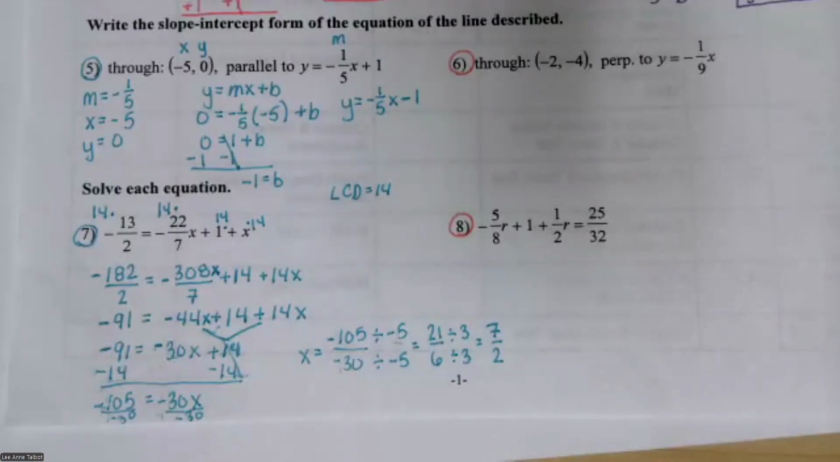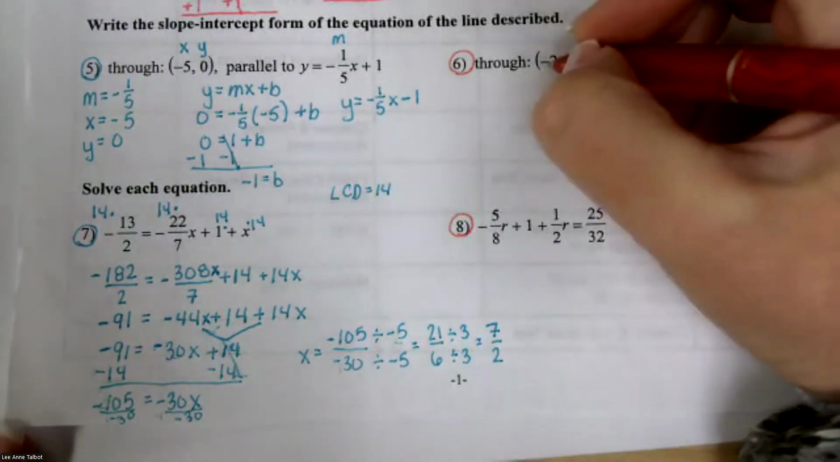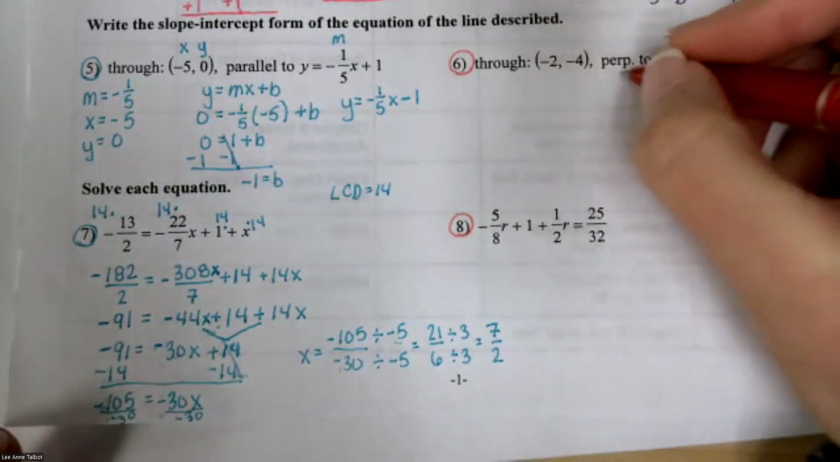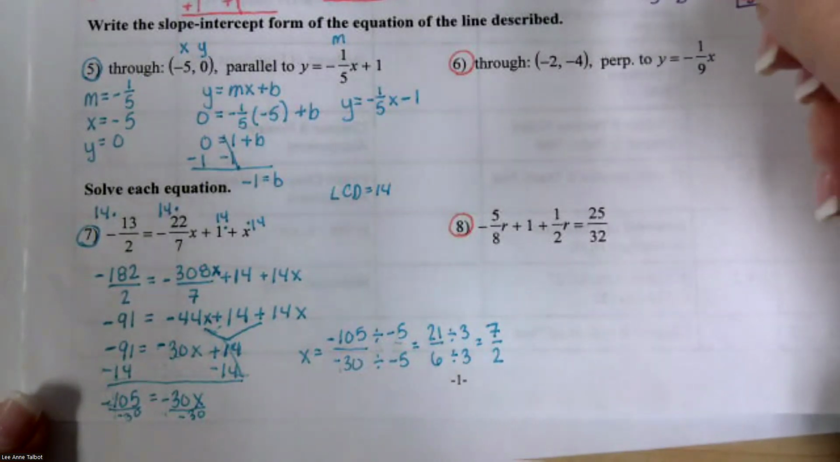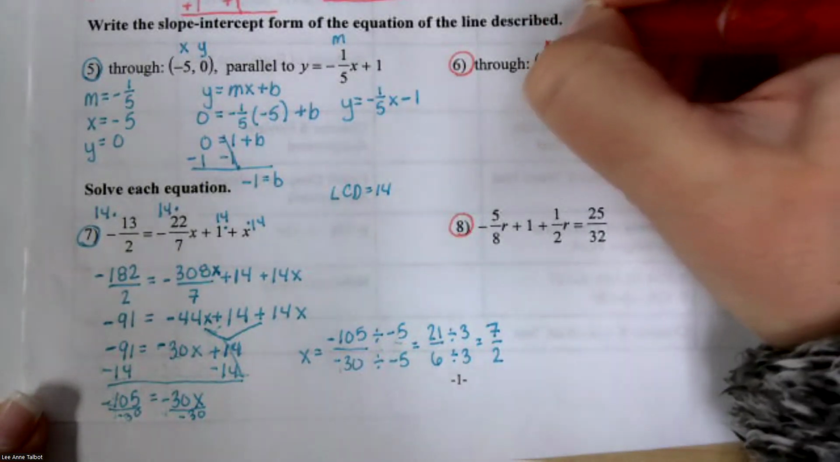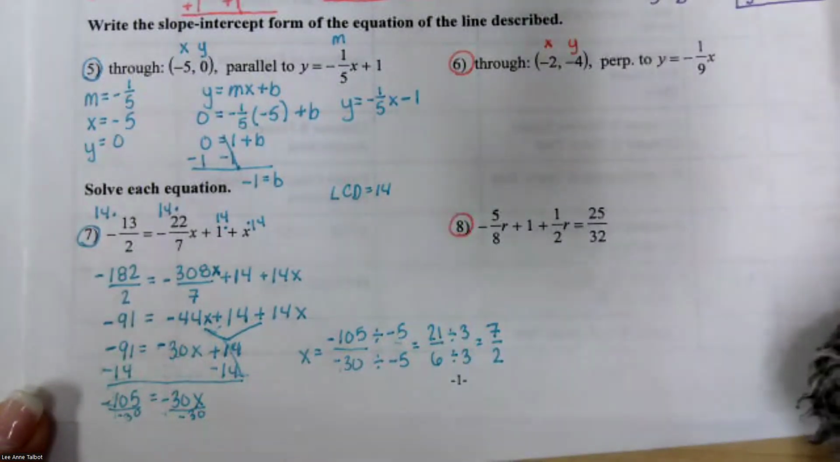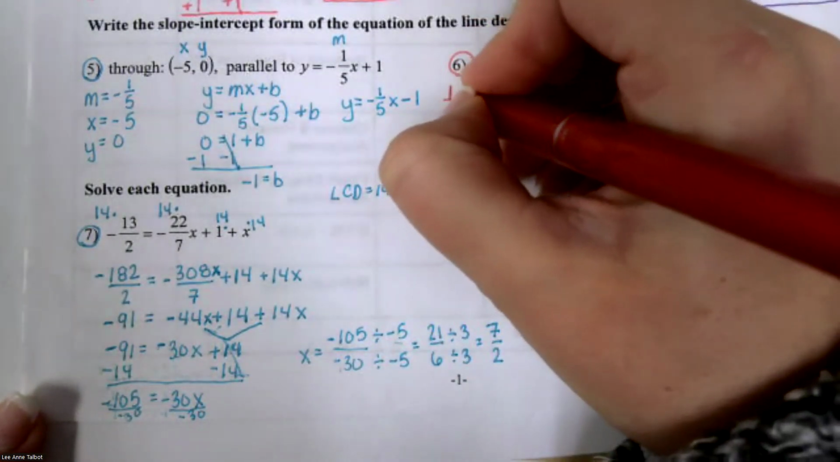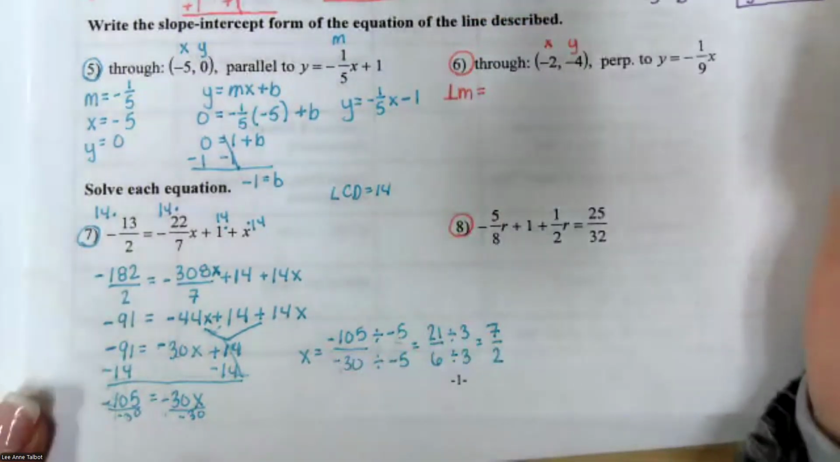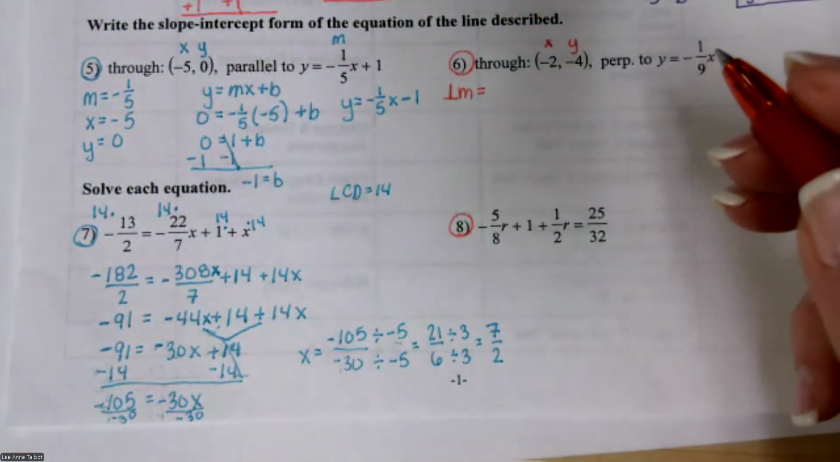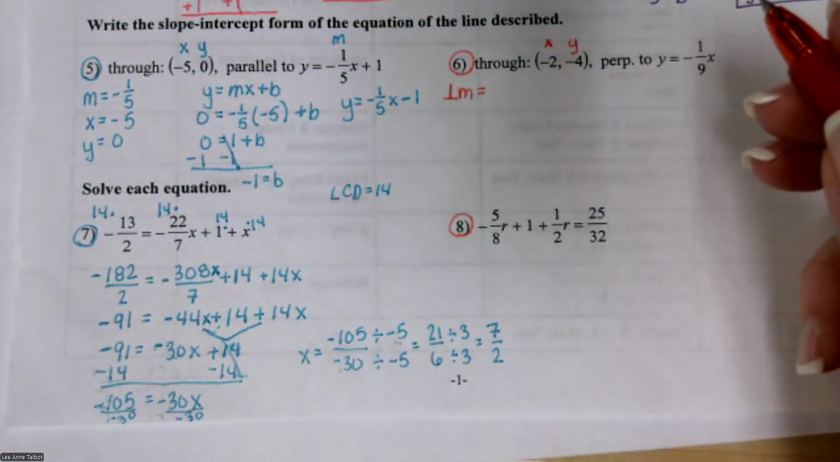Love it. All right. Number 6. Through (-2, -4), perpendicular to -1/9 x. So this is going to be my x. This is going to be my y. And this one, we need a perpendicular slope. Do you guys remember what to do when it's perpendicular?